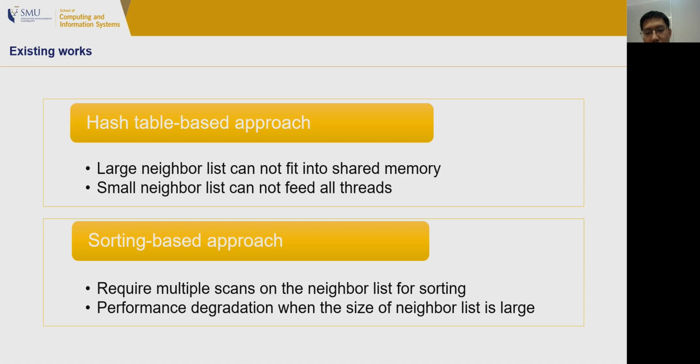The sorting-based approach deploys a segmented sort, which requires multiple scans on the label list. Additionally, when the label list is large, this approach suffers a clear performance degradation from long-distance memory swaps between warps and even blocks.